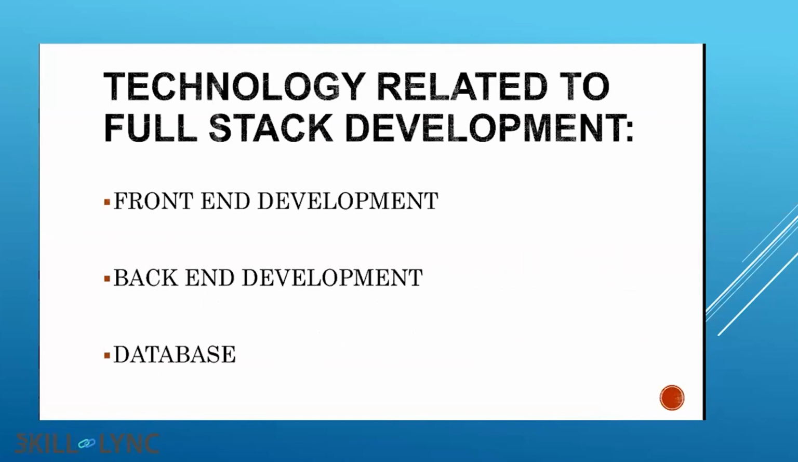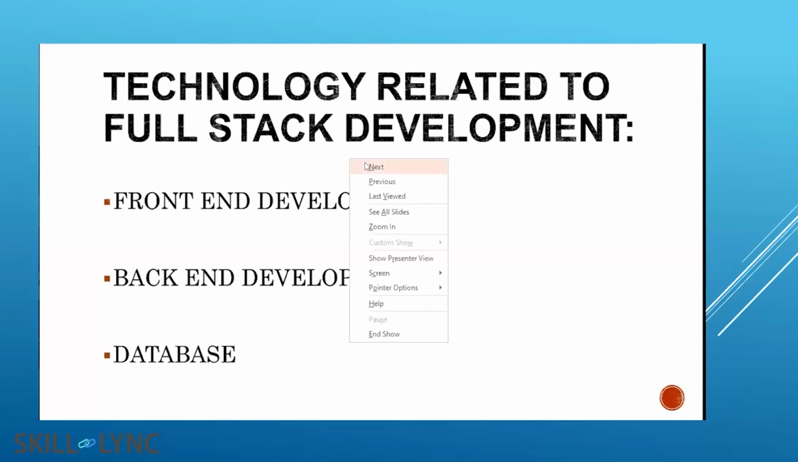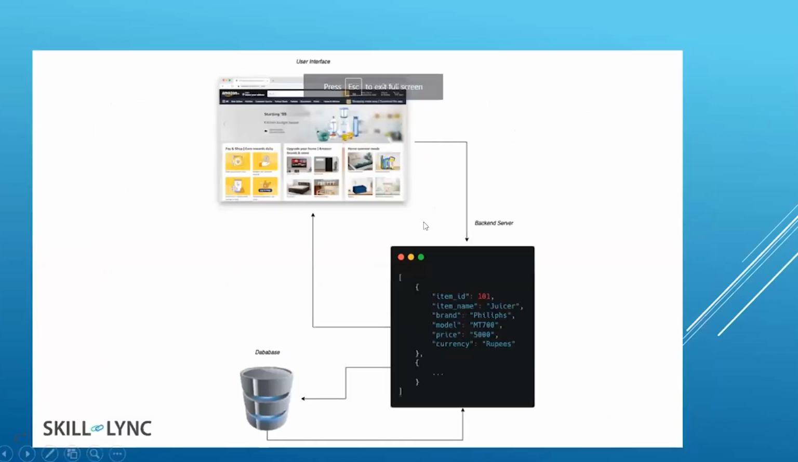So front-end development should be there, back-end development should be there, and the database. These three things are what we need for a full stack. Now you can see, have a look here. This is my user interface. You can see this is an Amazon site. How nicely they have developed this Amazon site. So nicely, right? The user interface is your front end.